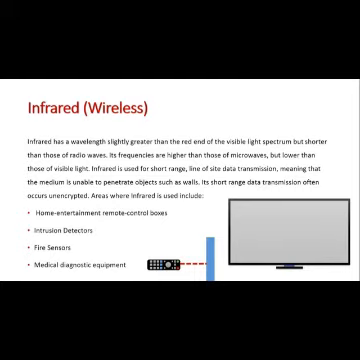So we've obviously got home entertainment, but also intrusion detectors, fire detectors, and medical diagnostic equipment, where we are at close range and we've got direct line of sight from the sender to the receiver. So I hope this gives you a better understanding of the wireless communication mediums in existence: microwave technology, satellite, radio, and infrared, and basically where and when they're used throughout communication systems.